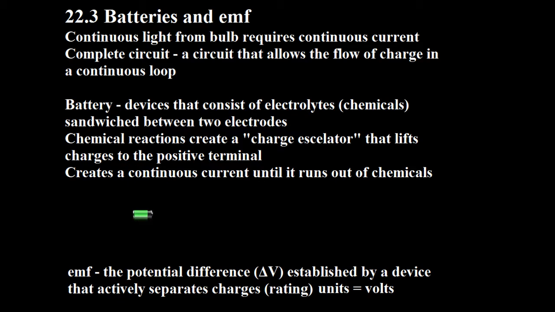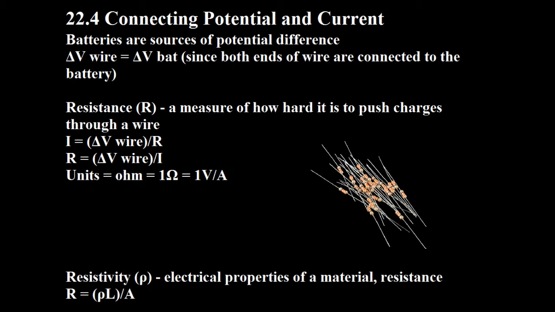The electromotive force, or EMF, is the potential difference established by a device, such as a battery, that actively separates charges, and that separation is its rating, and the unit of EMF is volts. Batteries are sources of potential difference, and in a circuit, since both ends of the wire are connected to the two ends of the battery, one can then deduce that the potential difference of the wire is equal to the potential difference of the battery.